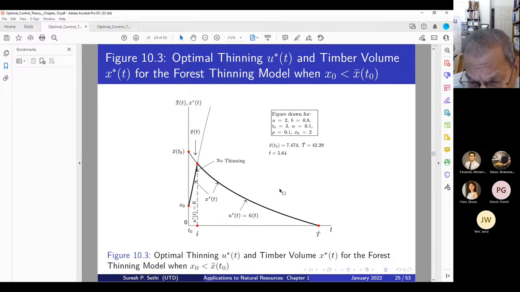If you do free terminal time, chances are that the free terminal time is going to be somewhere here. Because certainly that's possible. It cannot be here because there's no way to keep things zero for a while. So optimal time to the forest would have to be somewhere here. And then the forest will go like this, and you clear cut. You are here, you clear cut. And once you clear cut, you replant it. So your cycle will be like this, like this, like this. So that's another thing to think about.